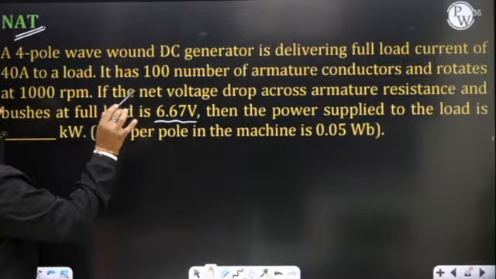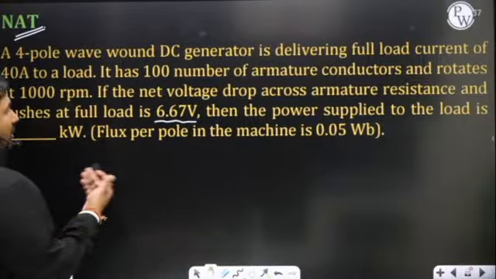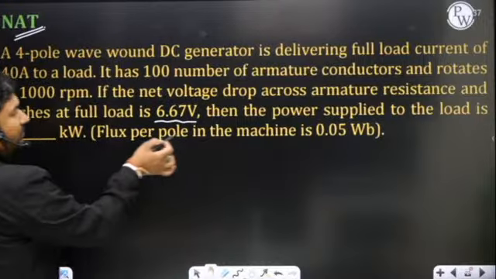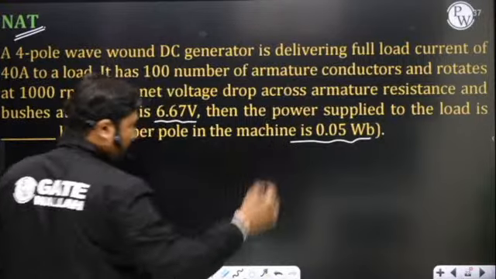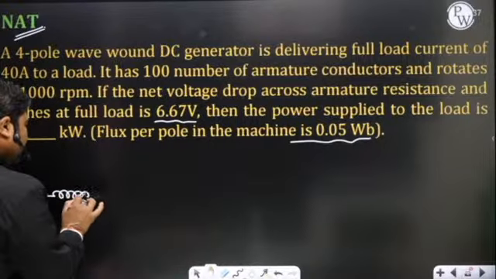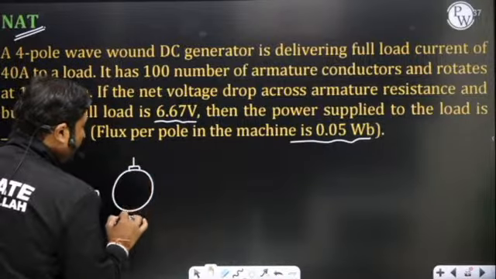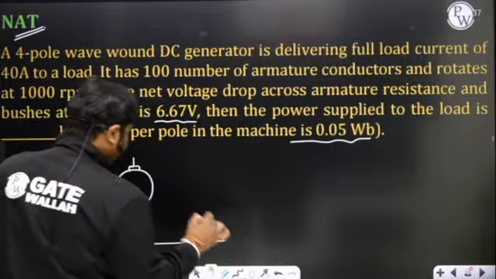If we talk about this generator, what type of generator is it? A wave-wound DC generator. We don't know about the field. We need not know about the field because flux per pole in the machine is given to you. So this may be a permanent magnet type, this may be separately excited. We already know about the flux per pole, so we need not care for the flux.